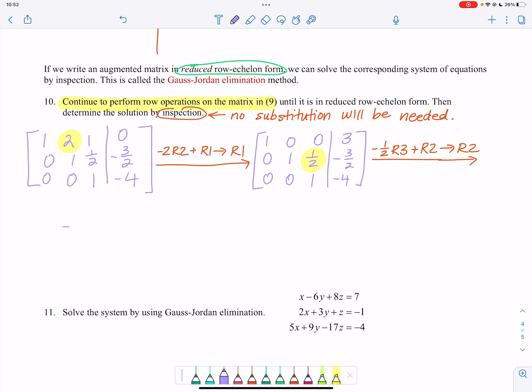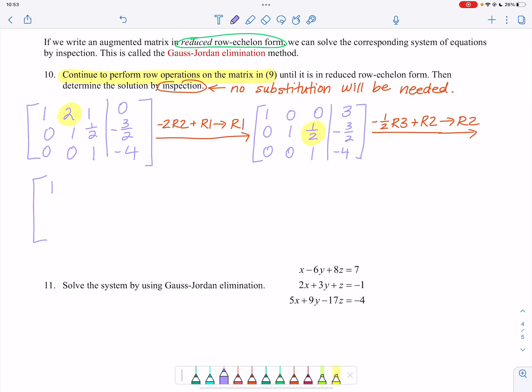Okay, so let's see what we have now. The only row that's changing is 2. And we're going to take negative 1/2 of row 3. So that's 0, 0, negative 1/2, and a 2. And we're going to add that to row 2, which is 0, 1, 1/2, negative 3/2. So we're going to add that. And that's going to come out to 0, 1, 0, and then we're going to have 1/2.